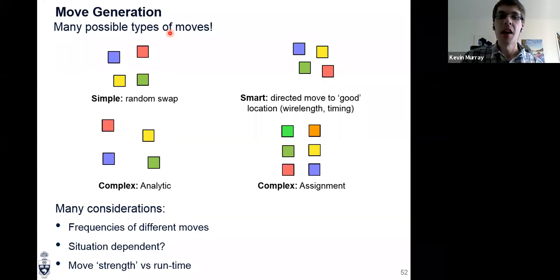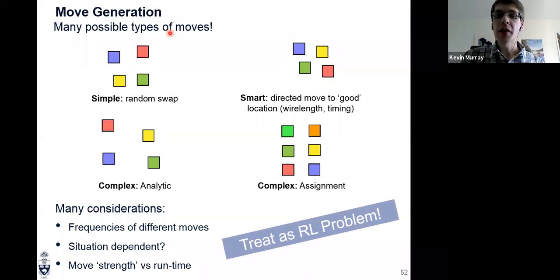In particular, if we have a whole bunch of different types of moves that we could make, it's not obvious how often the different types of moves should occur. And if we think about it more, it seems quite likely that in certain situations, some moves will be beneficial and they may be less beneficial in others. And we also have trade-offs to make in terms of how well a move optimizes the design versus its runtime. And so the approach that I took was to basically treat this kind of move selection problem as a reinforcement learning problem.